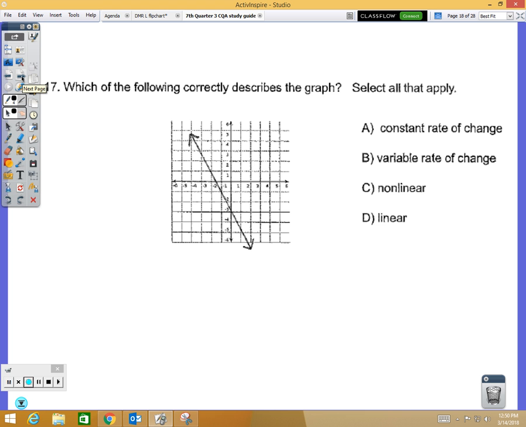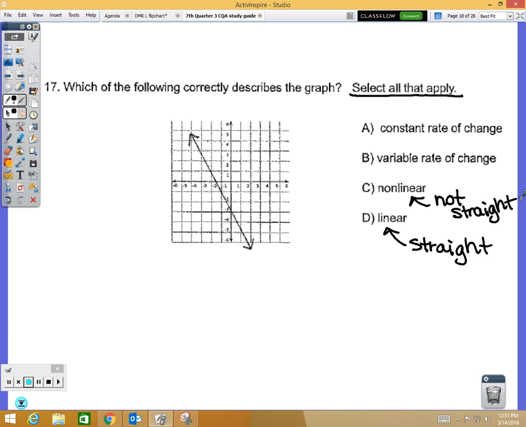Alright, problem number 17 says, which of the following correctly describes the graph? Select all that apply. So we've talked before that whenever it says to select all that apply, it almost always means that it's going to be more than one. Some people were asking me about what these words mean. First of all, let's talk about nonlinear and linear. Linear is a straight line. Nonlinear is the opposite, so not straight.